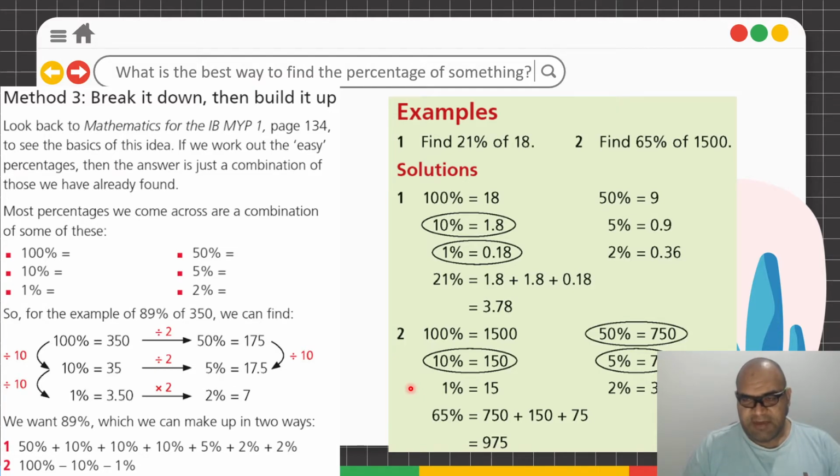Exercise number 2, 65% of 1,500. 100%, 1,500. 50%, 750. 10%, 150. 1%, 15. 5%, 75. 2%, 30. What do I need to make 65? I need 50%, 10%, and 5%. I add all the results, and I got 975. Can you see? Very simple. I like this method. For me, Mr. Romeo, this is my favorite. But any of the other methods works. Great.